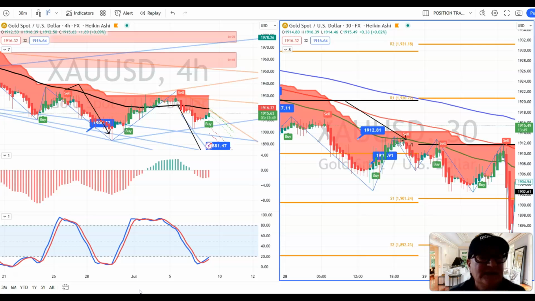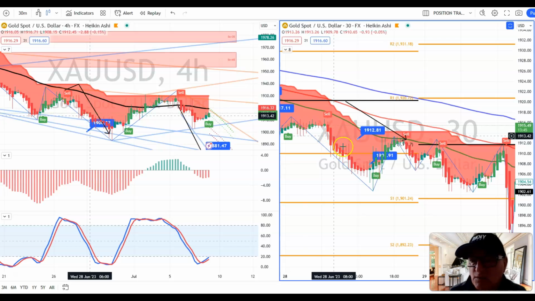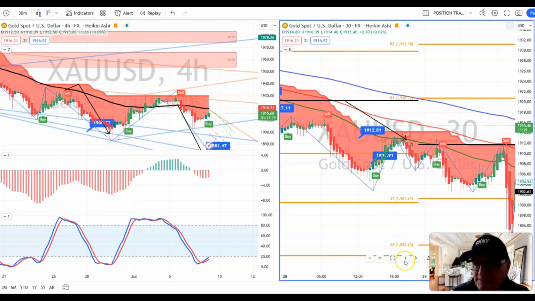Okay, so here's the chart, 4-hour chart on the left and the 30-minute on the right. Now the 30-minute I tend to use for intraday during the early morning briefing. If you're not signed up to that, it's free, so just click on the link below.